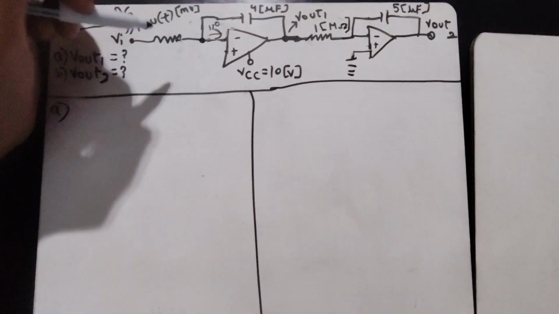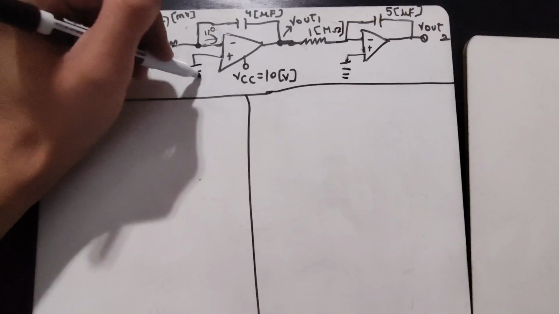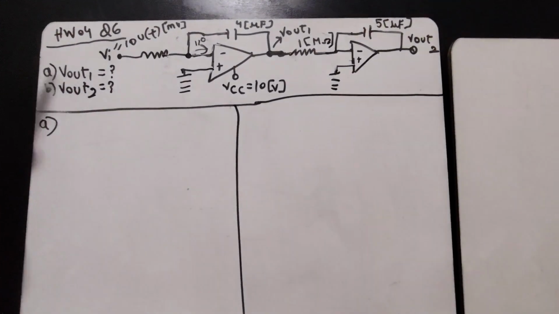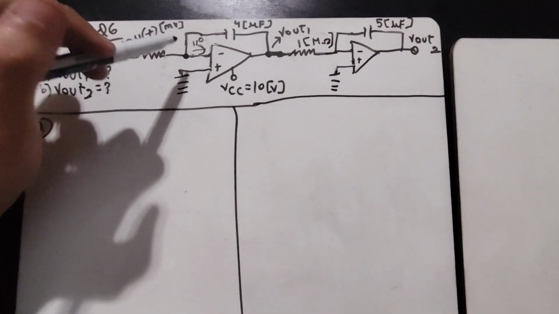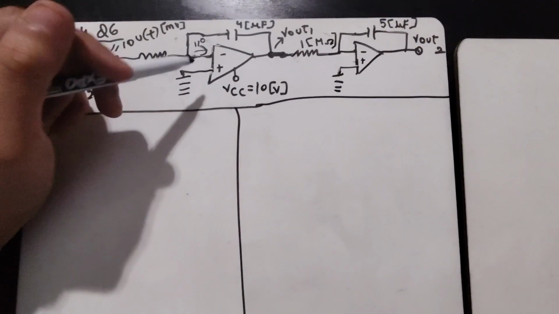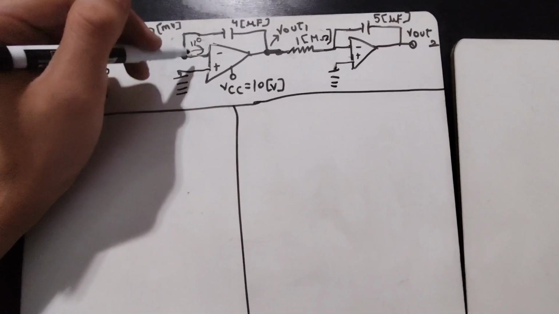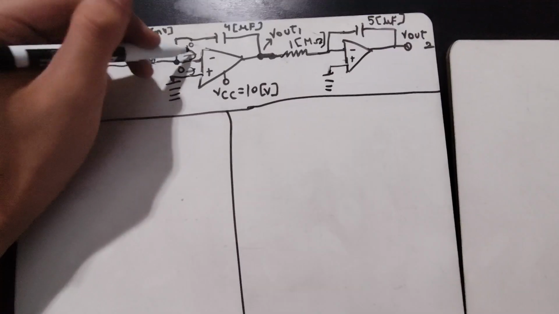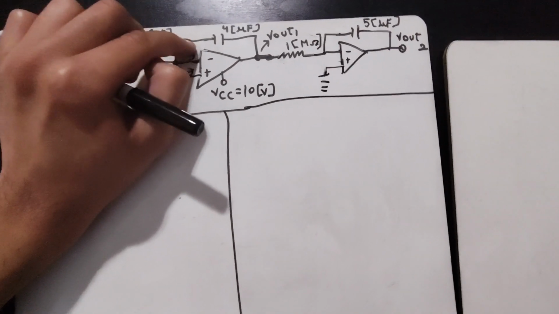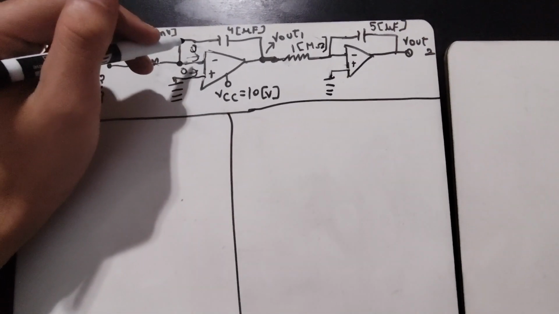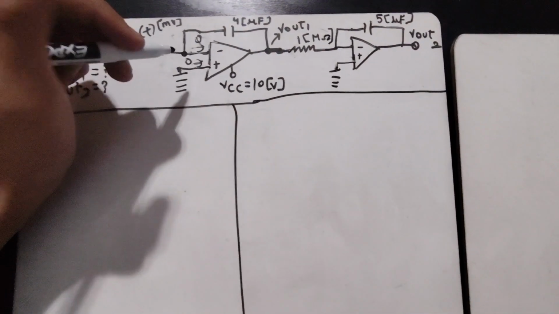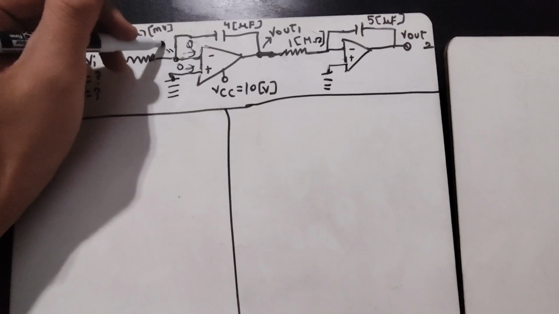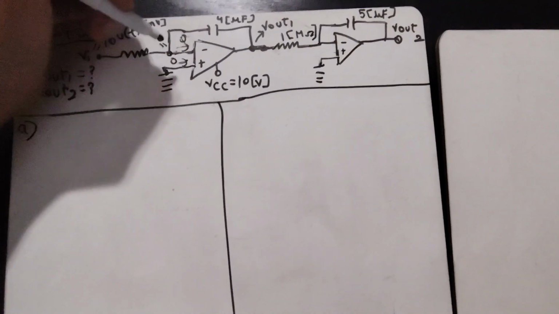There's a ground here. Sorry, I missed that. Now, there are two rules. The first rule is that the currents entering the op-amp are always zero, this one and this one, they both are zero, and the voltages here and here are the same, so this is also zero. That makes it easy for us.